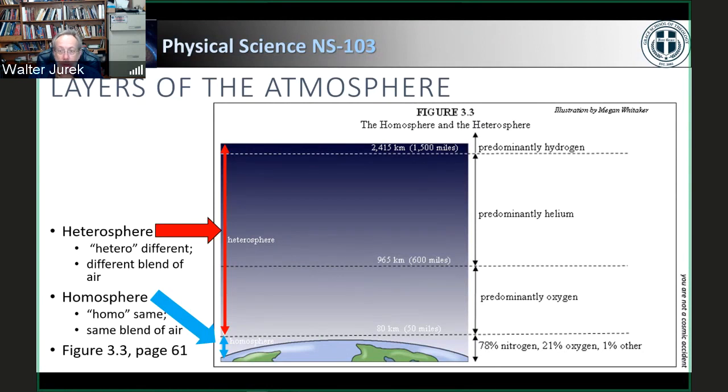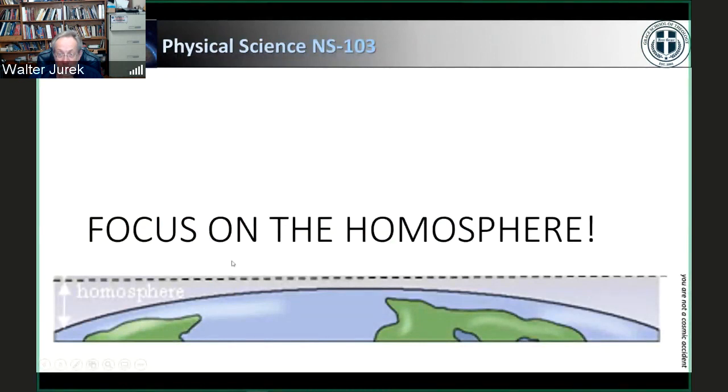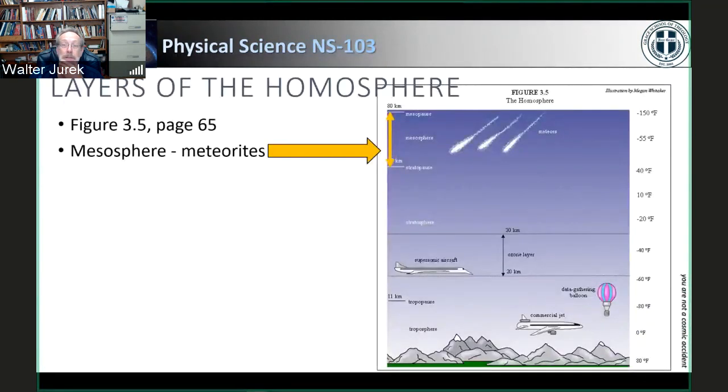So for now, let's focus in on this lowest layer, this homosphere. We're going to jump into this piece right here. Well, guess what? Within the homosphere, there are layers, or since we're talking about the globe, there are spheres. So I'm going to take you on a tour of those spheres within the homosphere. This is figure 3.5 on page 65 in your textbook, if you're following along. So the uppermost layer of the homosphere is called the mesosphere.